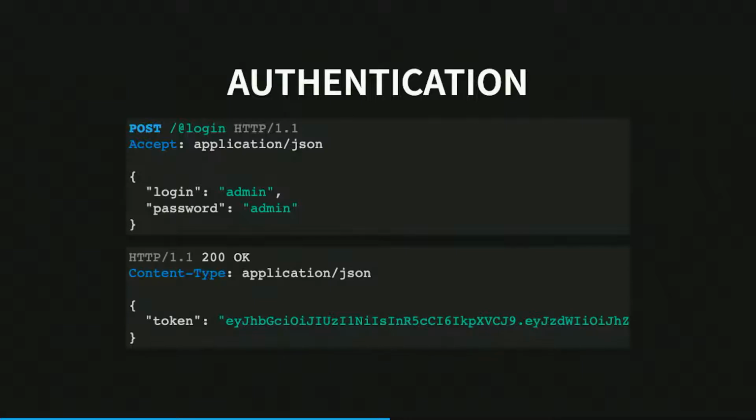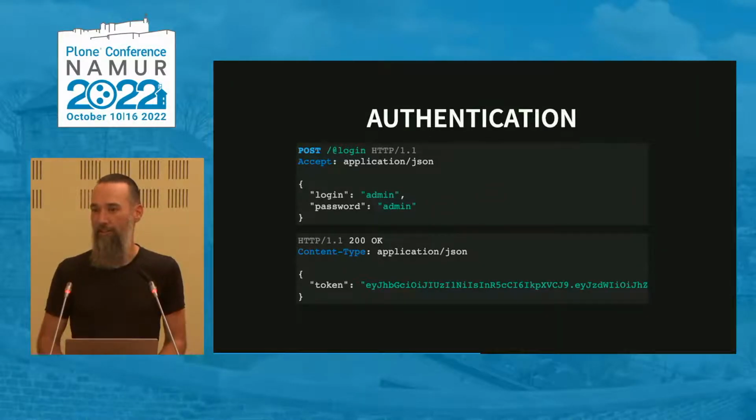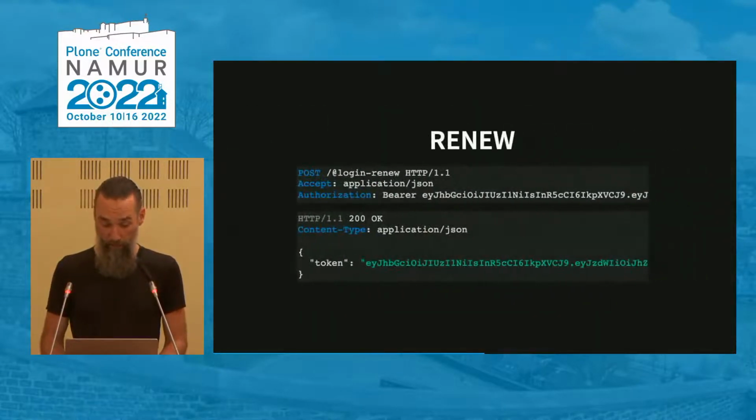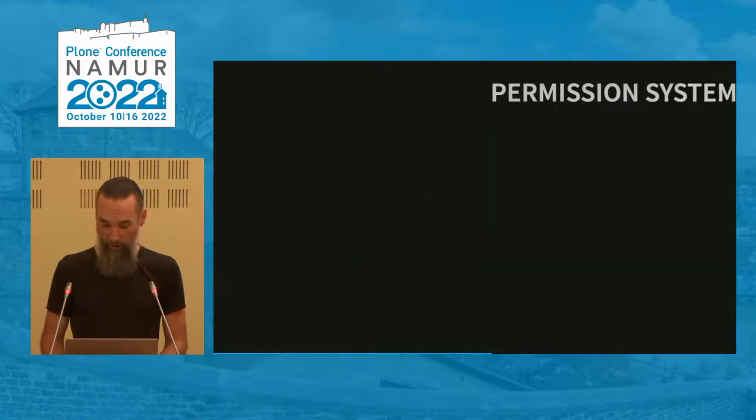Now security. Because that's the strong point of Plone, right? So that's also the hardest to grasp for most people if they join. That's at least my case. So logging in is easy. That's just username and password, and you get a JWT token, which you can use, and the system will know who it is. You can renew that one, and you can log out.